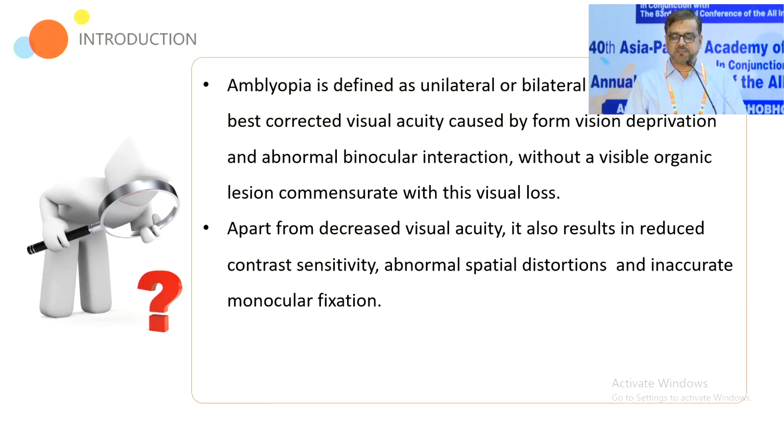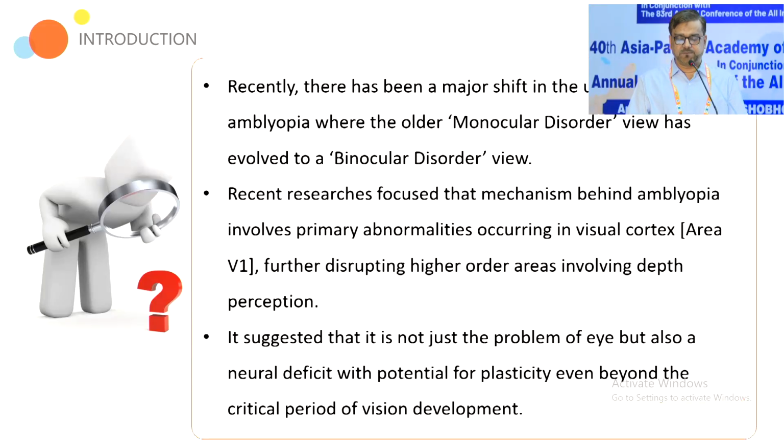Amblyopia is defined as unilateral or bilateral reduction in best corrected visual acuity caused by form visual deprivation and abnormal binocular interaction without a visible organic lesion commensurate with the visual loss. Apart from decreased visual acuity, it also results in reduced contrast sensitivity, abnormal spatial distortion, and inaccurate monocular fixation.